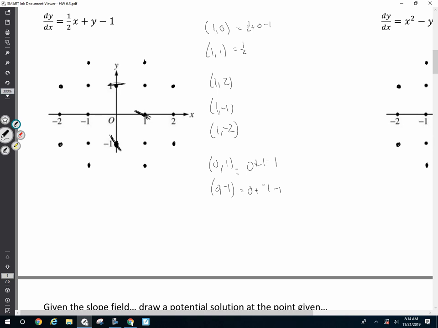1, 1 will be 1 half plus 1 minus 1. So that's 1 half as well. But it's positive a half. So aiming at this guy will be a slope of a half.